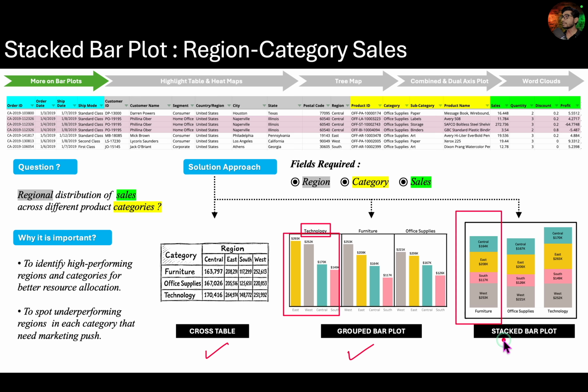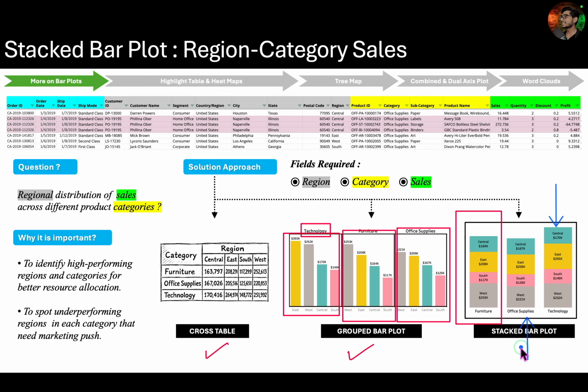First and most obvious, it takes up less space in reports or dashboards, making it more efficient for compact layouts. Second, unlike the group bar charts, where it is difficult to compare overall sales across categories, the stacked version allows us to clearly observe that technology has the highest total sales, while office supplies has the lowest overall sales.